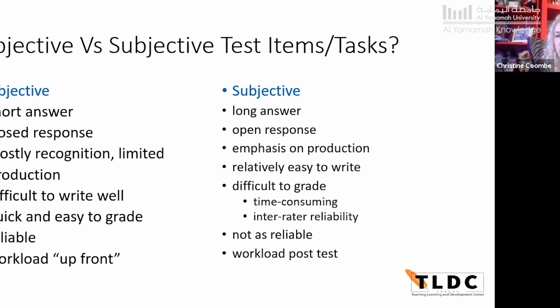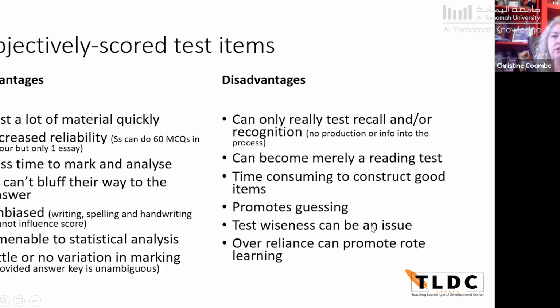Now with subjective type items like short answer and essay, you get a longer answer and the response is open. The emphasis here is on production. Now these types of questions are relatively easy to write, but where does the time go? They're very difficult to grade. They're time consuming. And then you have that old worry of inter-rater reliability. Because you can have fewer of these questions, they're not as reliable as their objective counterparts. So the workload on subjectively scored test items is, of course, after the test.